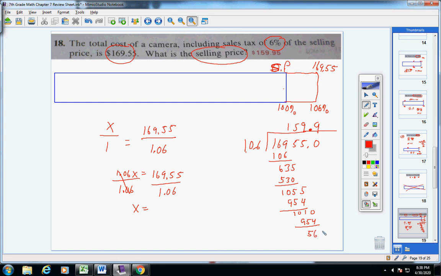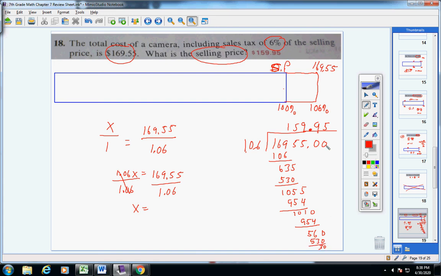Bring down your 0, and then we put a 5 here. And let's see, what do we get? We get 530. Subtract, we get 30.